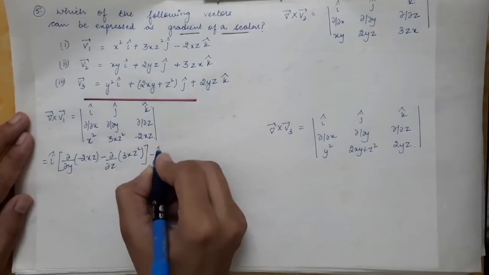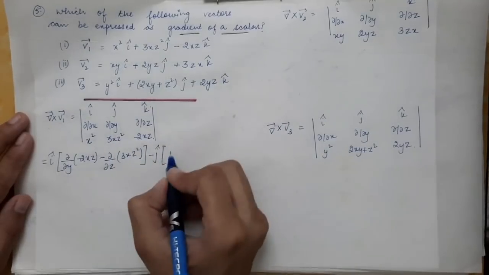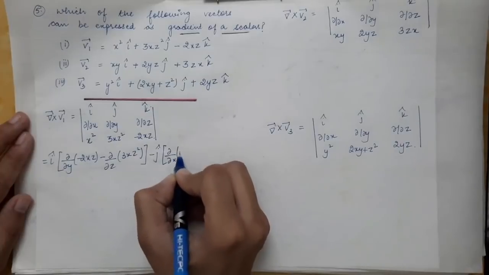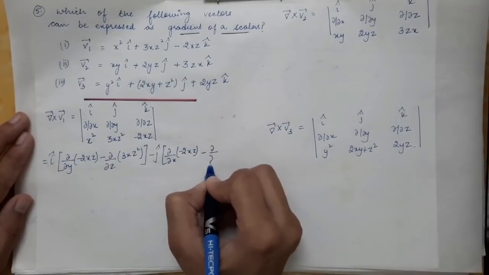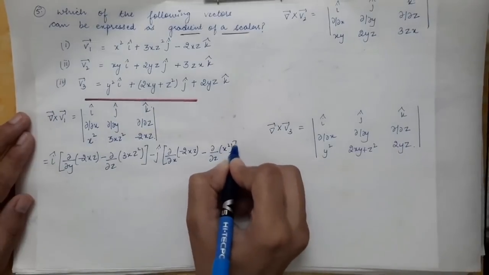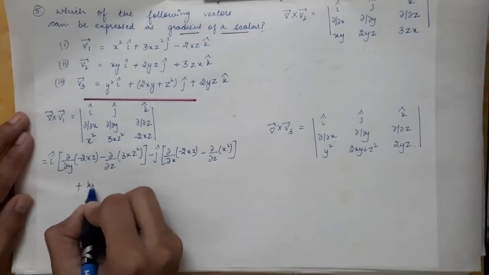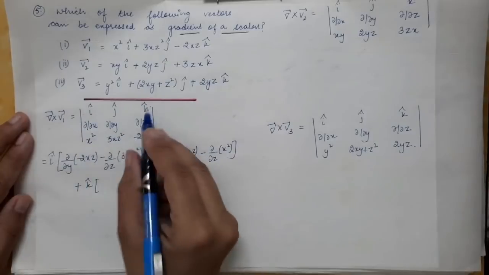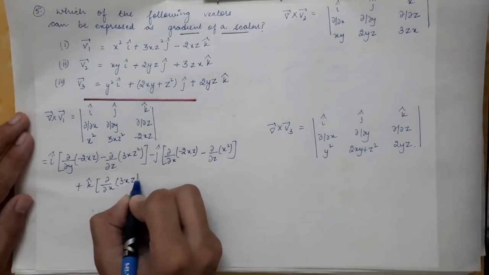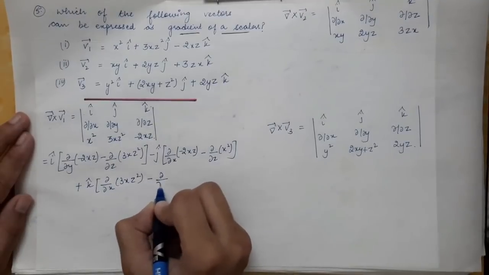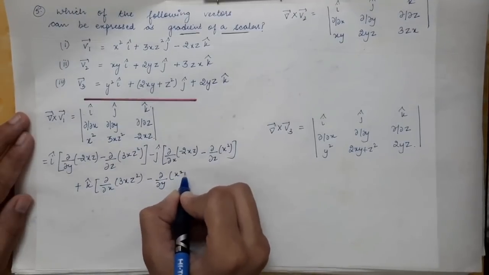Then we will have minus j cap of del by del x of minus 2xz minus del by del z of x square. And at last we will get k cap, then del by del x of 3xz square minus del by del y of x square.